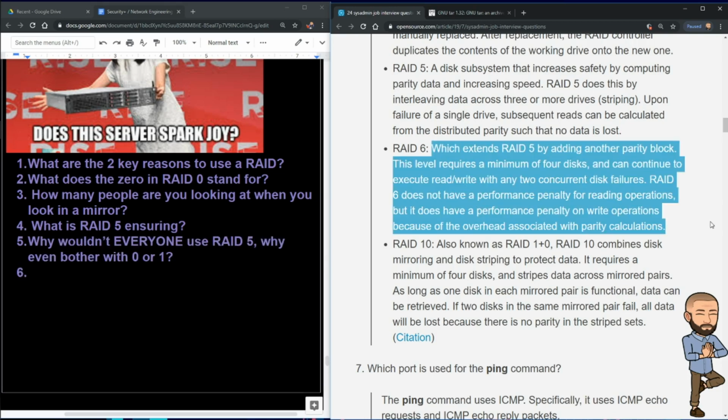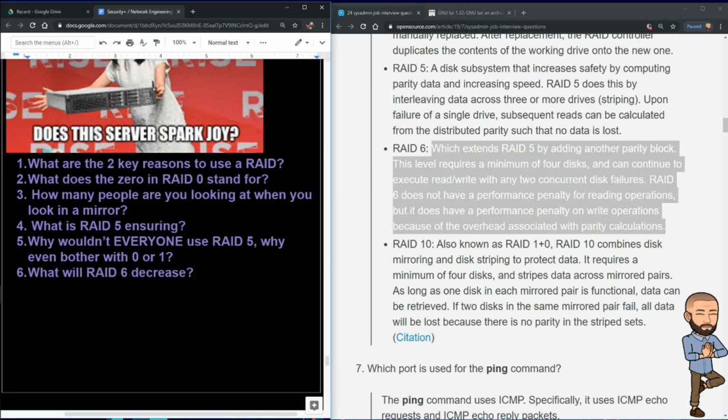Alright, here's RAID 6. This extends RAID 5 by adding another parity block, and this level requires a minimum of 4 disks and can continue to execute read-write with any 2 concurrent disk failures. RAID 6 does not have a performance penalty for read operations, but it does have a performance penalty on write operations because of the overhead associated with parity calculations. So I'm asking, what will RAID 6 decrease? And this is specifically write performance.